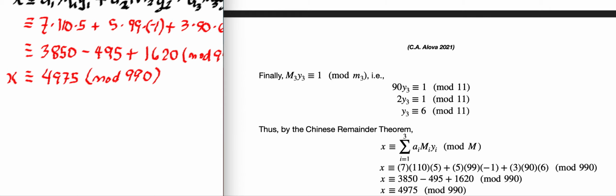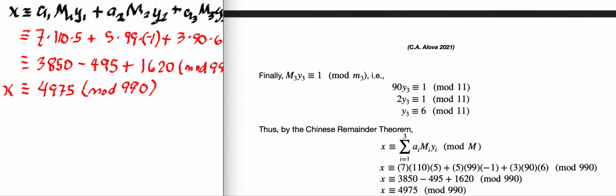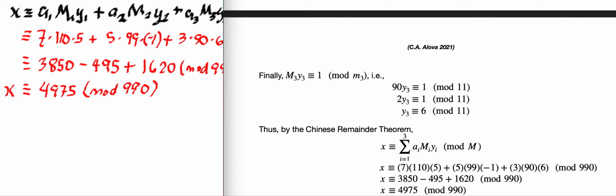Now, 4,975 is clearly over 990. So what we need to do is to simplify this and get the remainder. 4,975 divided by 990 is equal to something like 5. So 990 times 5 is going to give us 4,950. So if it's 4,950, what we need to do is to deduct 4,950 there, which will leave us a difference of 25. So 25, therefore, this is our answer.